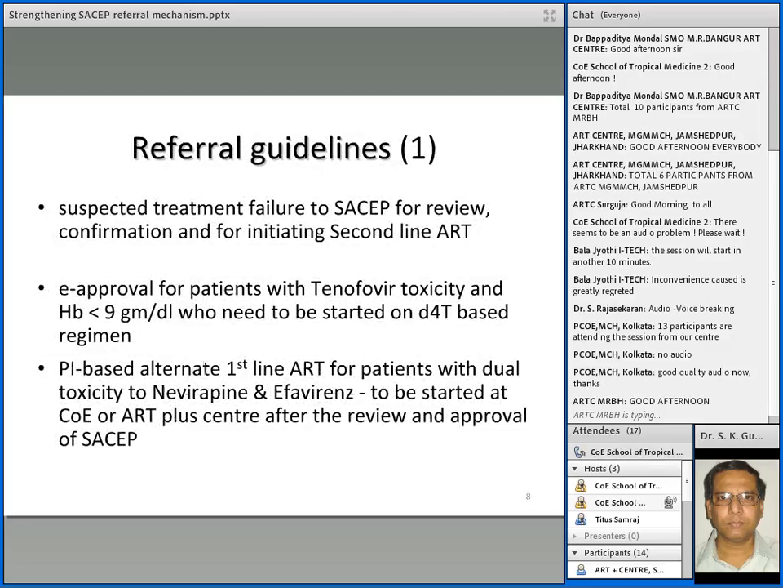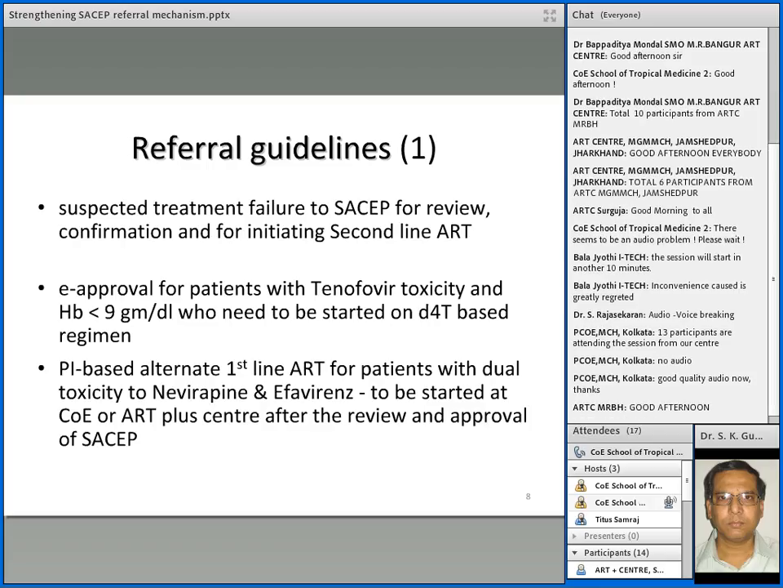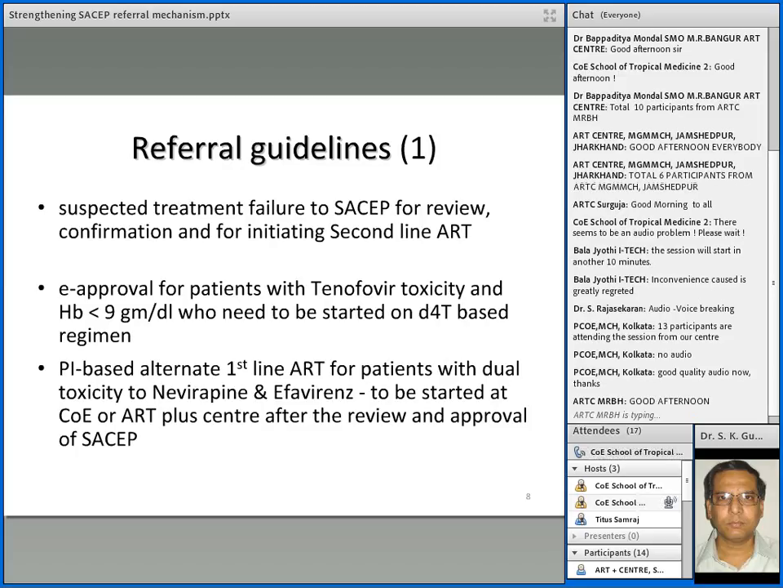Now coming to the referral guidelines: suspected treatment failure is referred to SACEP for review, confirmation and for initiating second line ART, and e-approval for patients with tenofovir toxicity and hemoglobin less than 9 gram per dL, or patients who have got past history of severe anemia following zidovudine therapy, where you cannot use either zidovudine or tenofovir. So there is a provision to start a stavudine based regimen, but for this an e-approval has to be taken from the SACEP.